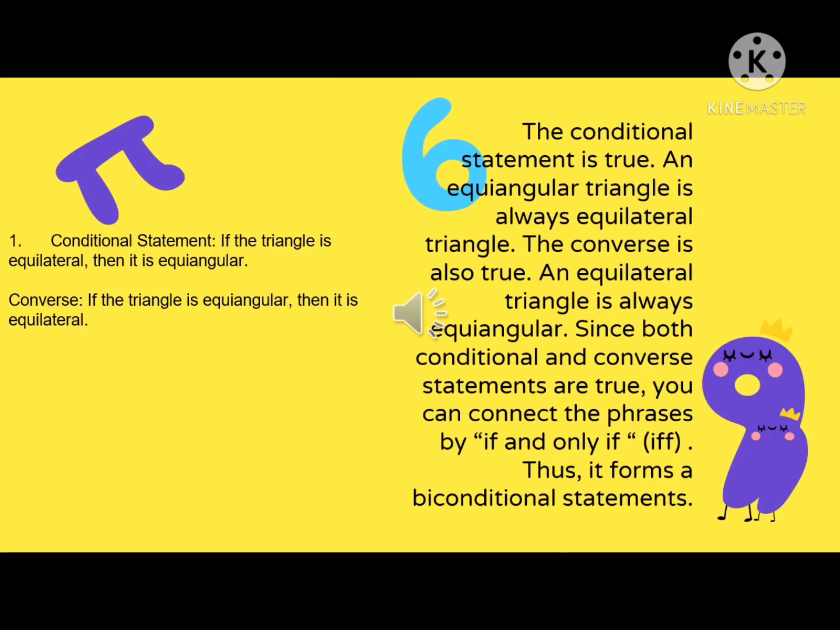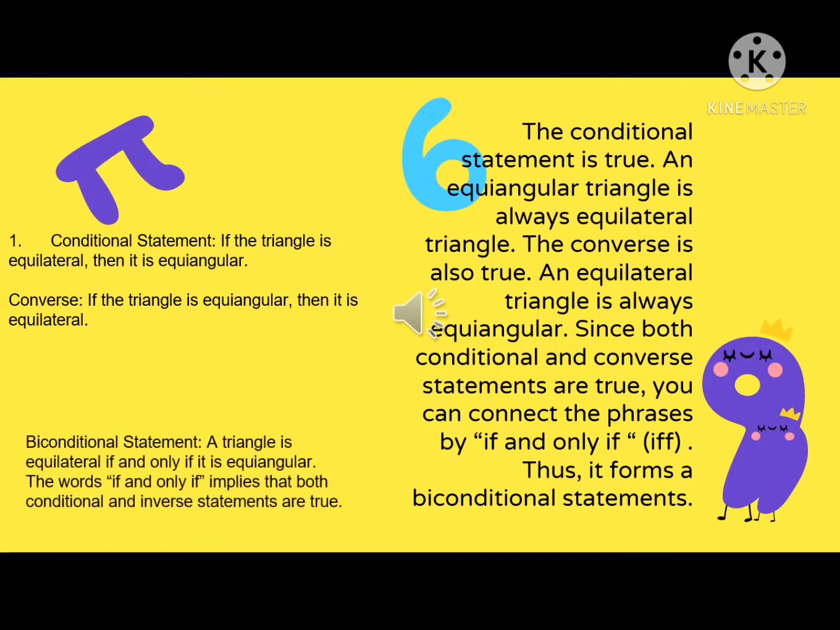So, the conditional statement is also true. An equiangular triangle is always an equilateral triangle. The converse is also true. An equilateral triangle is always equiangular. Since both conditional and converse statements are true, you can connect the phrases by if and only if. Thus, it forms a biconditional statement. So, biconditional statement: a triangle is equilateral if and only if it is equiangular.